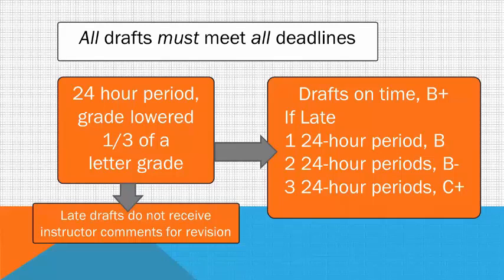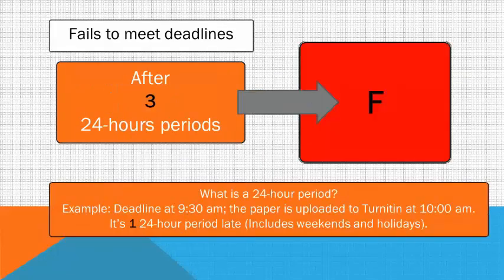4 24-hour periods later, your paper receives an F. And a 24-hour period is, let's say you have a deadline at 9:30 a.m., the paper is loaded to turn it in at 10 a.m., that's 1 24-hour period. And as I said, this includes weekends and holidays. So as you can see, these are some pretty strict guidelines or policies.